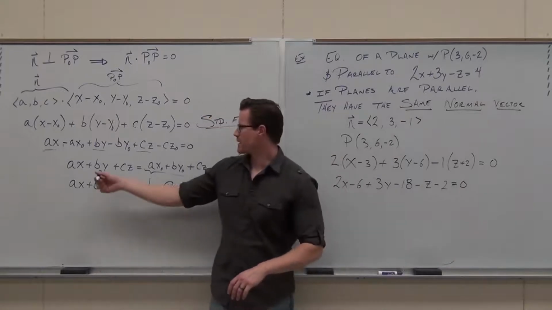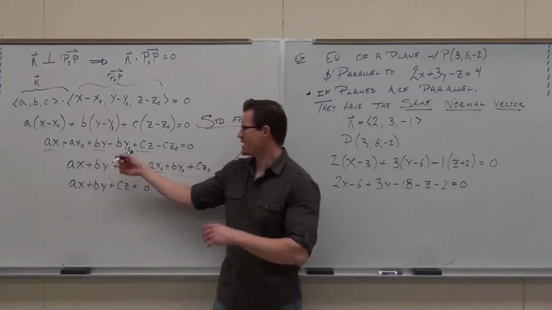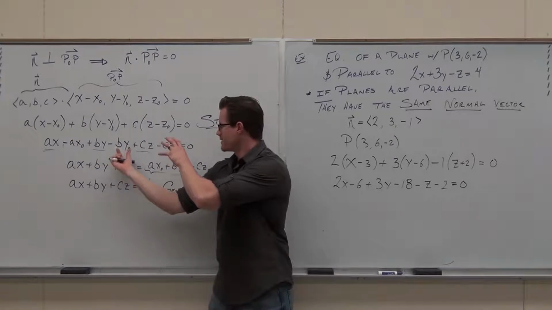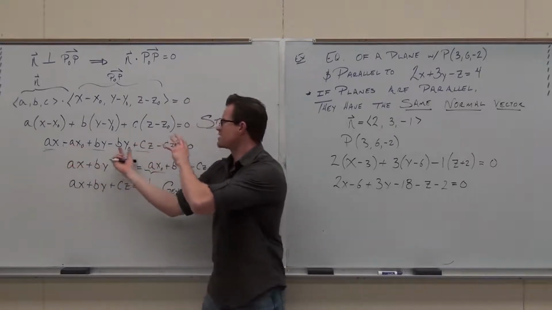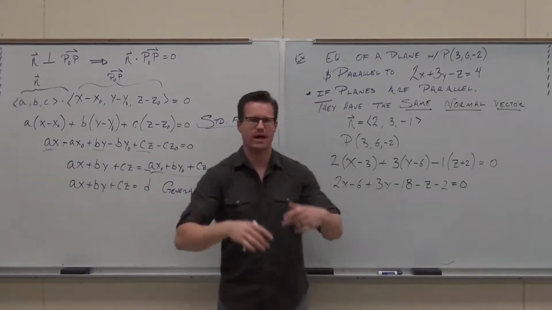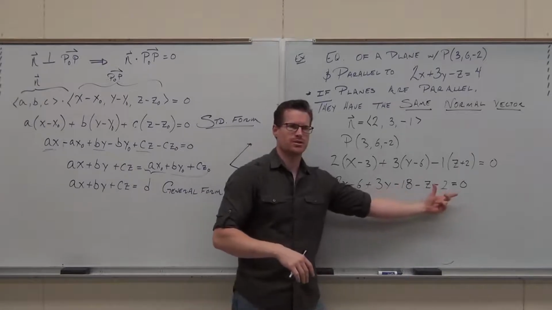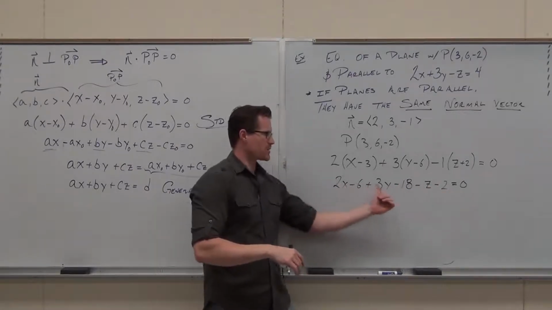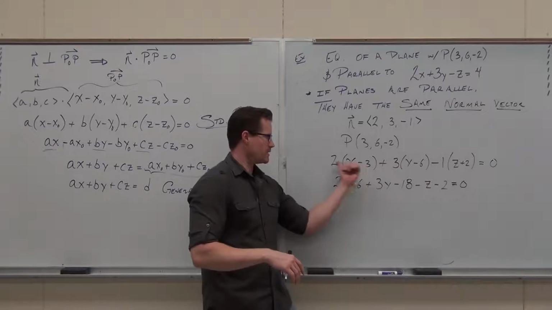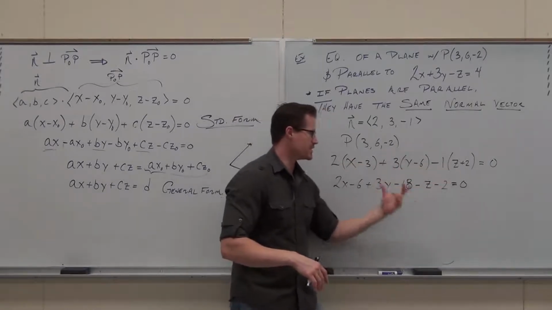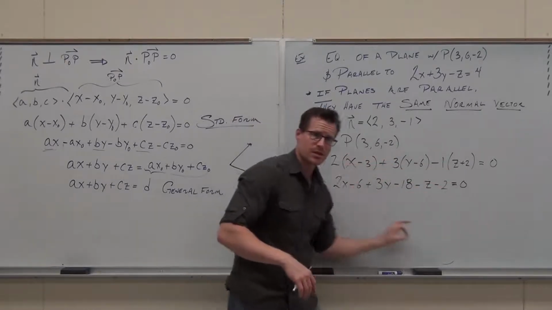This is what we did right here with all this junk hanging out. Then we took all the junk, the sub-zeros, and we added or subtracted it over. That's what's going on here. Right here we have our 2x, our 3y, our minus z, our negative 6, our negative 18, and our negative 2. Take those numbers and move them.